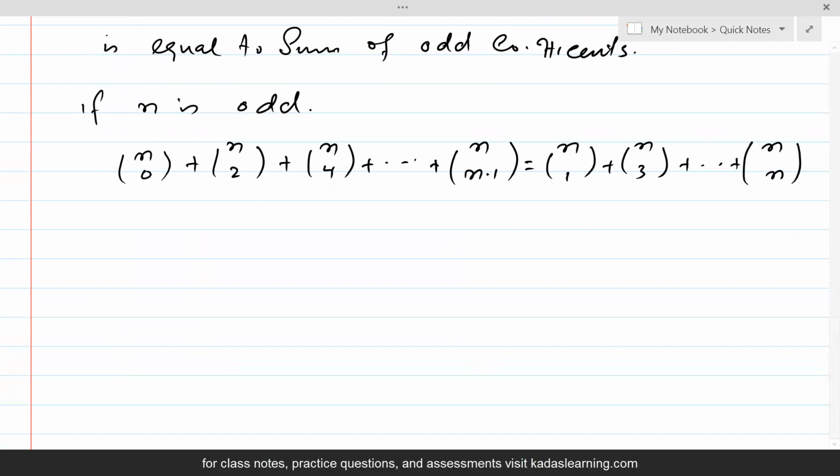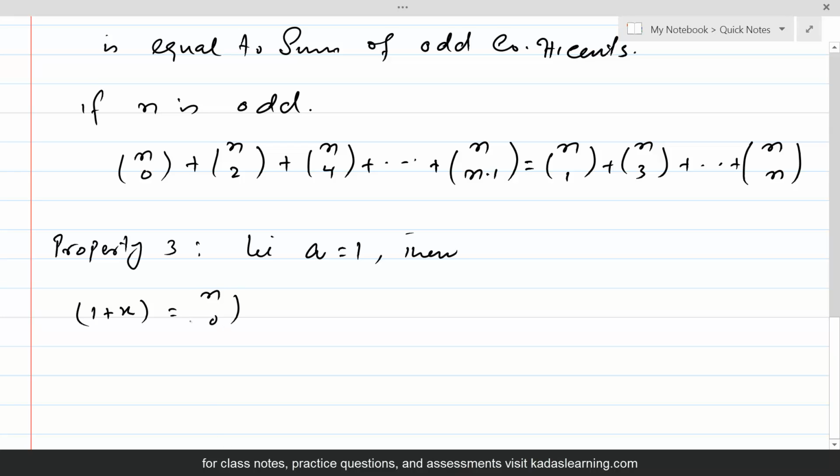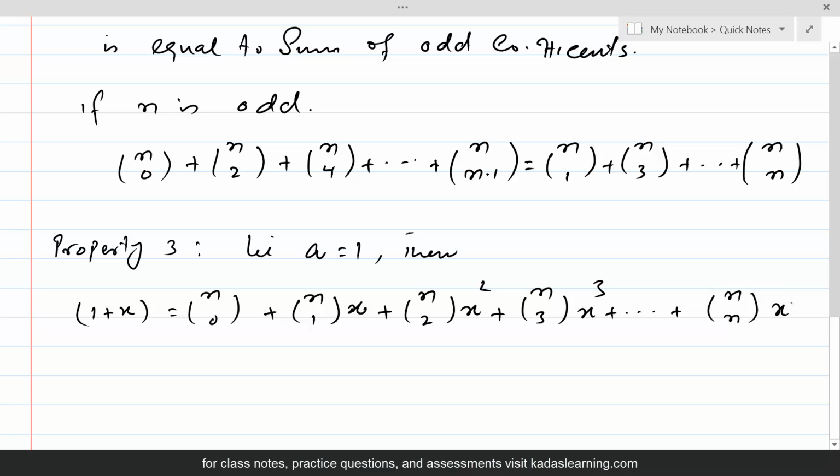And if we take x equal to x and a equal to 1, property 3, let a equal to 1, then a + x would become 1 + x, and this would become nC0 plus nC1 times x plus nC2 times x^2 plus nC3 times x^3 plus so on, the last would be nCn x^n.